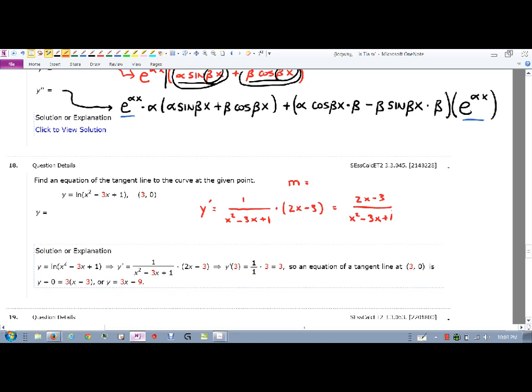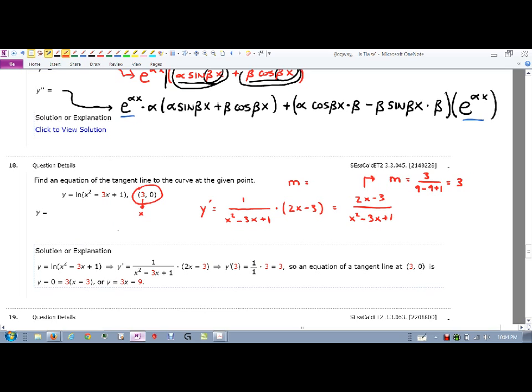Now, I want to know what's happening. What's the slope of the tangent line at this point? So I want to replace my x with 3 in this problem right here. So to get my slope, I replace x with 3. Let me do that up here. My m will be replace x with 3. 2 times 3 is 6. 6 minus 3 is 3 over, let's see, I'm plugging in 3 for x, so 3 squared is 9, minus 3 times 3 is 9, plus 1. So that just gives me 3.